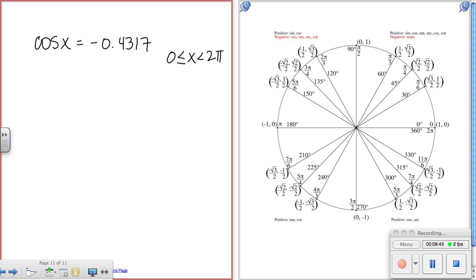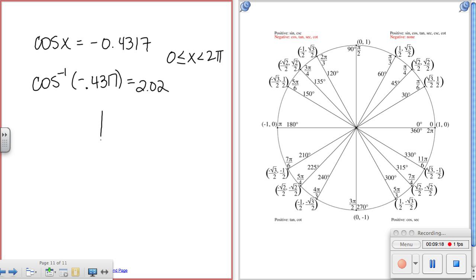Now, we're going to start by taking the cosine inverse. When I take the cosine inverse of negative 0.4317 in my calculator, remember your calculator should be in radian mode, I get 2.02.